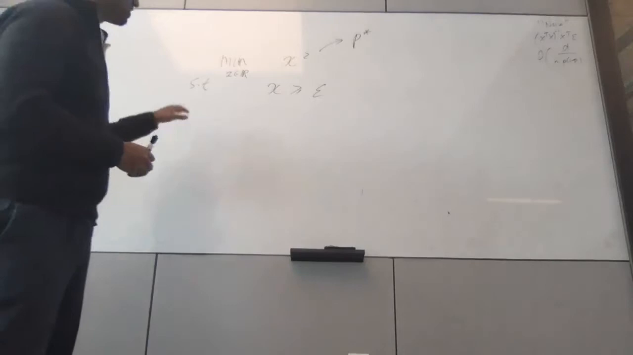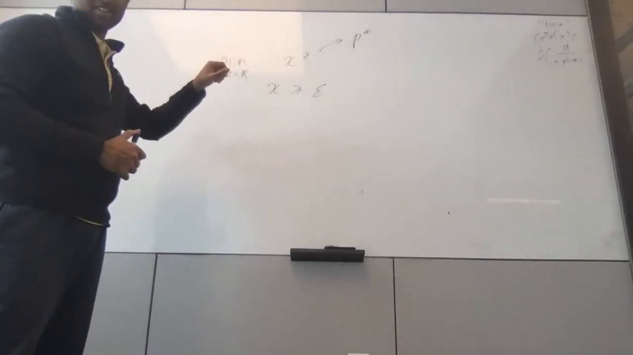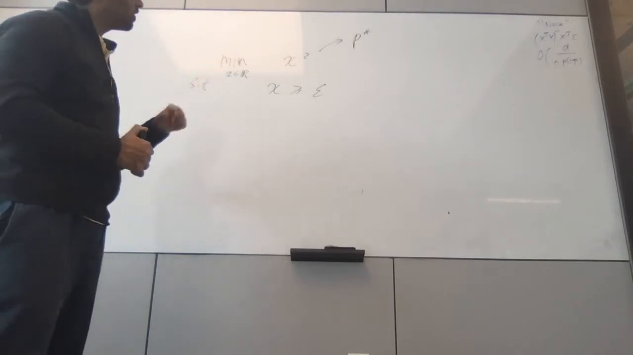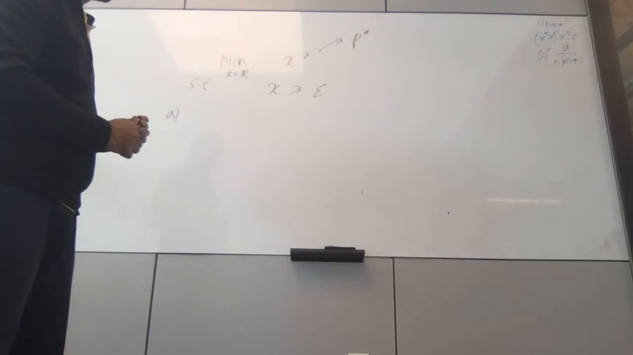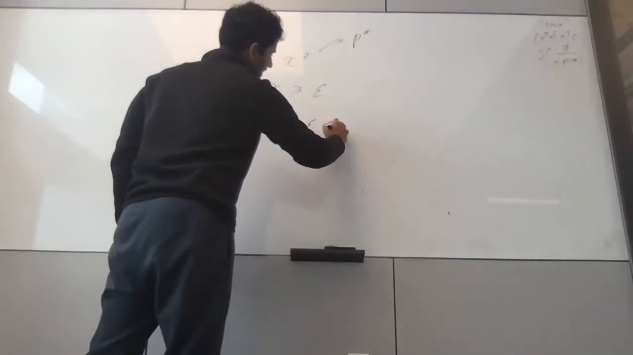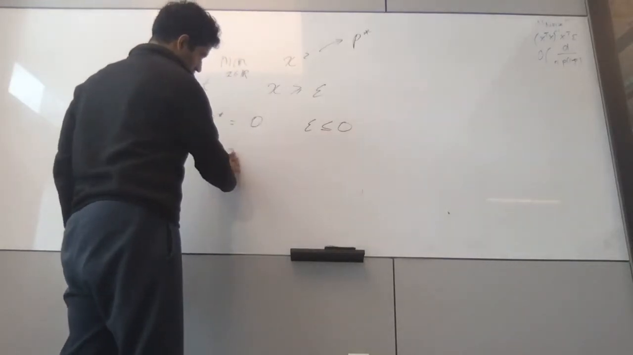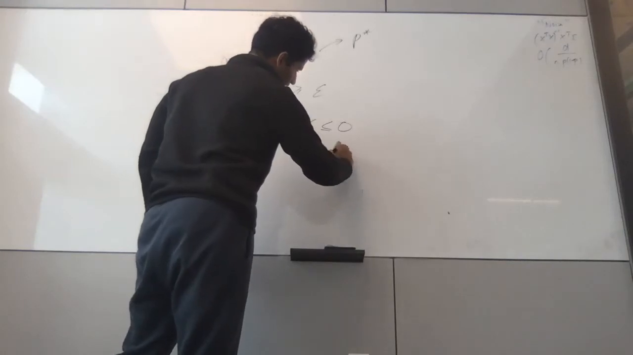So what's the answer to this question? What is the optimal value p star? It's 0 if epsilon is less than or equal to 0. Otherwise, it's? Shouldn't it be epsilon squared? Yeah, epsilon squared, sorry. It's epsilon squared when epsilon is greater than 0, right?